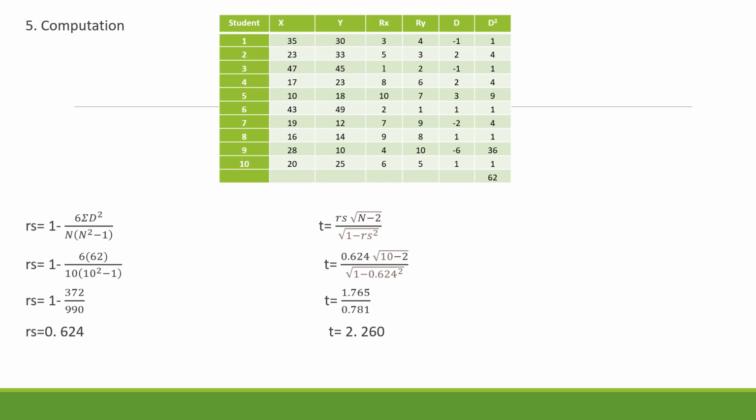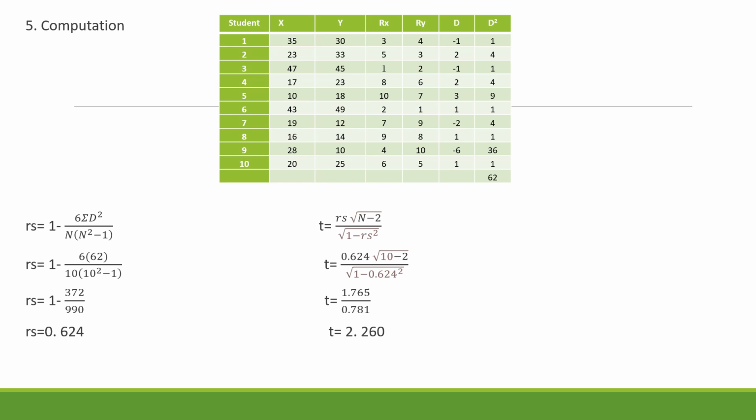The same thing for the Ry, the rank on Y. We have rank 1, which is 49 because it is the biggest score. And then the last rank, rank 10, is the score 10. It is the lowest score.